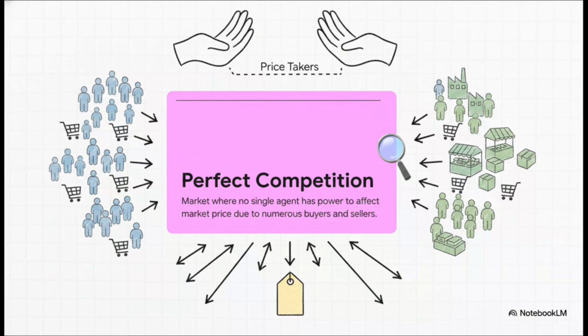Definitely take a mental note of this definition. Perfect competition is what we call an idealized market structure. It assumes there are numerous buyers and sellers in the market, so many, in fact, that no single agent has the power to affect the market price. The crucial point here is that both producers and consumers in this market are price takers. Neither side has any control over the price of the commodity. They just have to accept the going market rate.